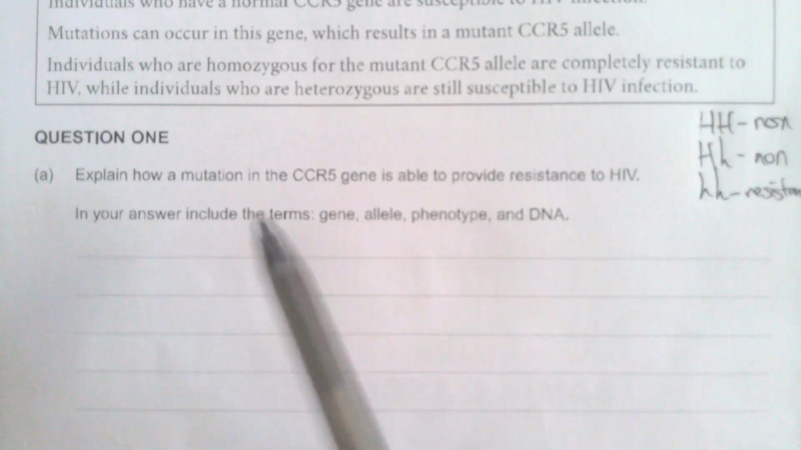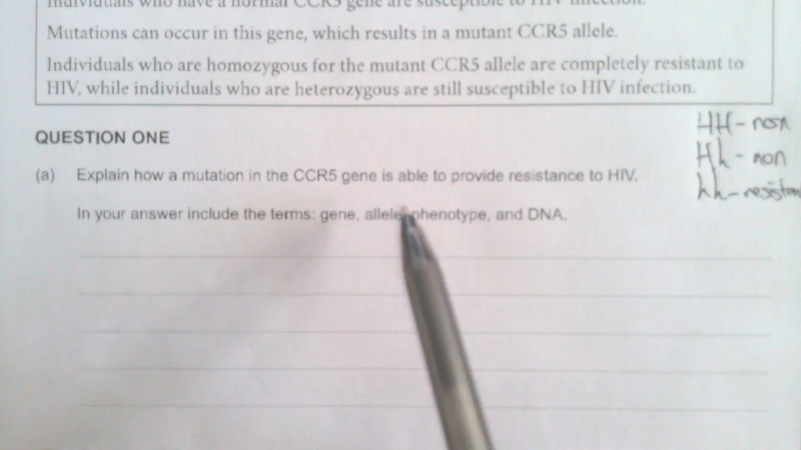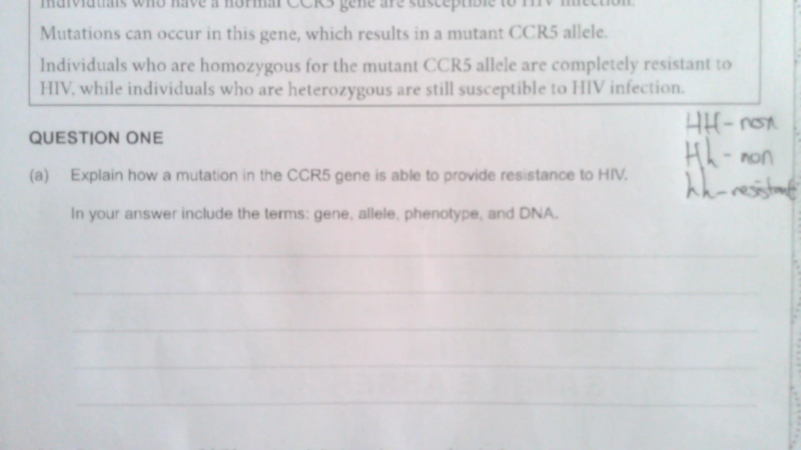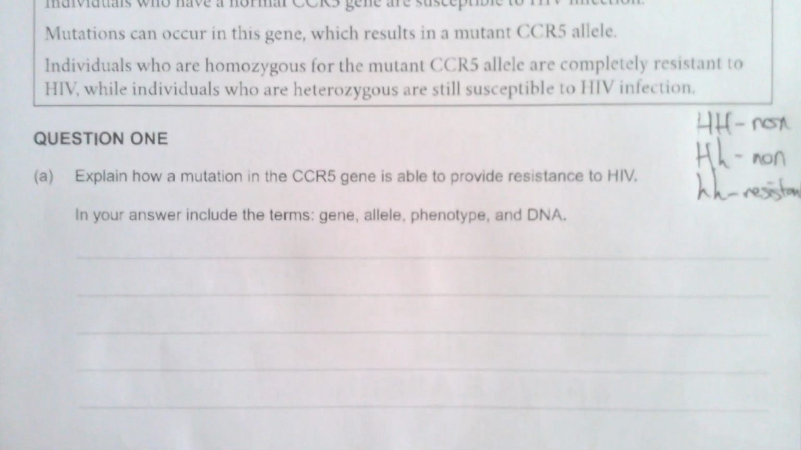Question 1. Explain how a mutation in the CCR5 gene is able to provide resistance to HIV. In your answer, include the terms gene, allele, phenotype, and DNA. So I'm just going to focus the camera.